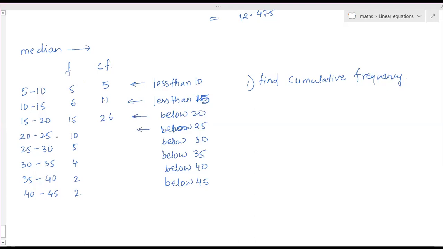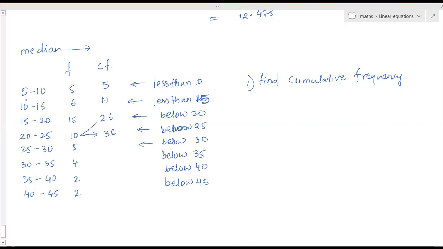Now below 25 means including all from 5 to 25, that means the sum of all these frequencies. 36. Till three parts, 26 we have already done, so in 26 we are adding 10 to get the value 36. Now 36 is the sum of all these four terms. Now below 30 means what?